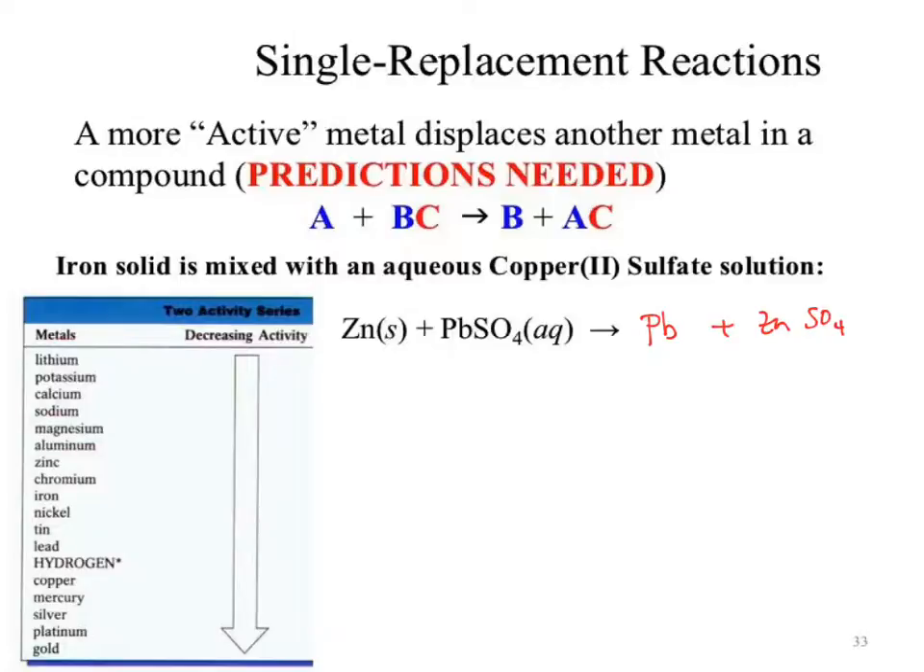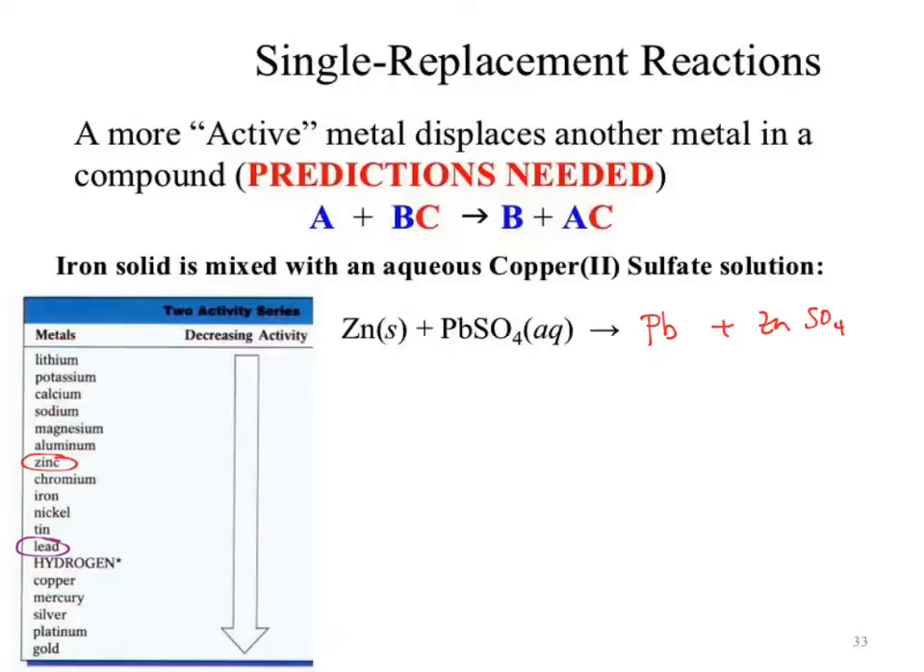We have zinc and lead. So we find zinc and lead in our chart. We've got zinc here, and we've got lead down here. Which one is more active? Zinc. Because zinc is more active, it wants to be in a compound. So let's look at the equation. Where is zinc in a compound? On the product side. Which means, do we expect this reaction to occur? Yep. That's where zinc wants to be. It wants to be with something else. That's how we're interpreting this.